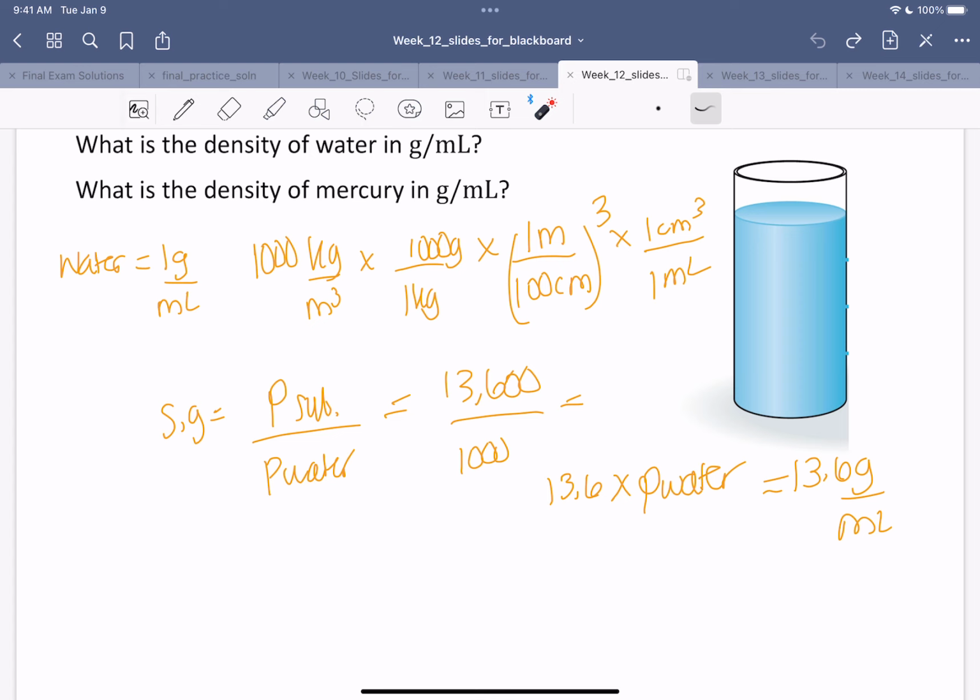That's our ratio. Now, we know that the density of water is 1 gram per milliliter, right? So this ratio tells us when we get 13.6, it means that the density of mercury is 13.6 times the density of water. So if we know the density of water is 1 gram per milliliter, then 13.6 times that density gives us 13.6 grams per milliliter as the density of mercury.